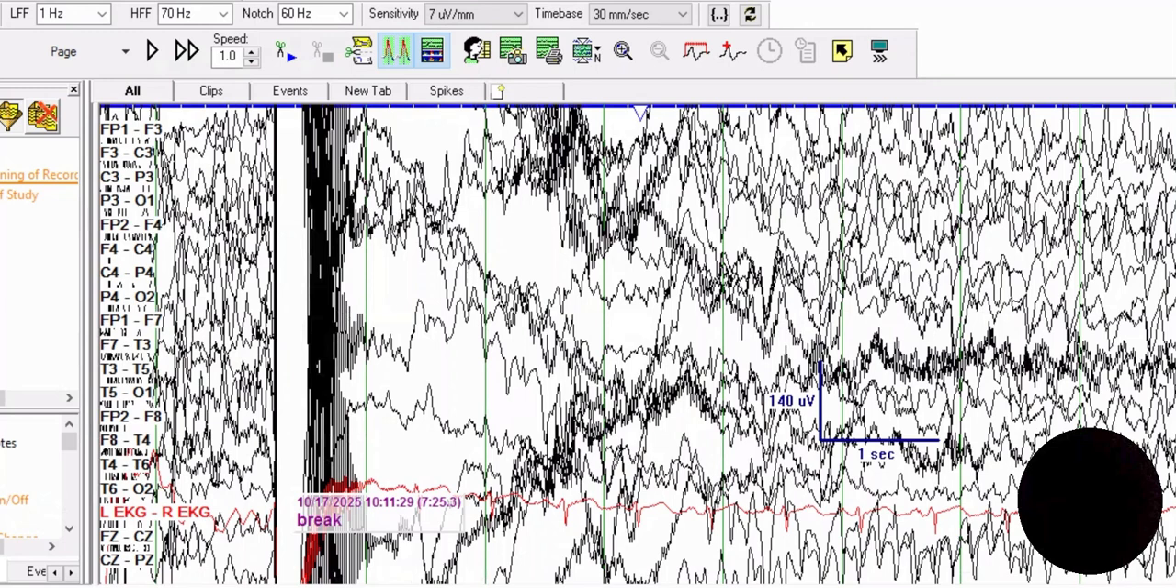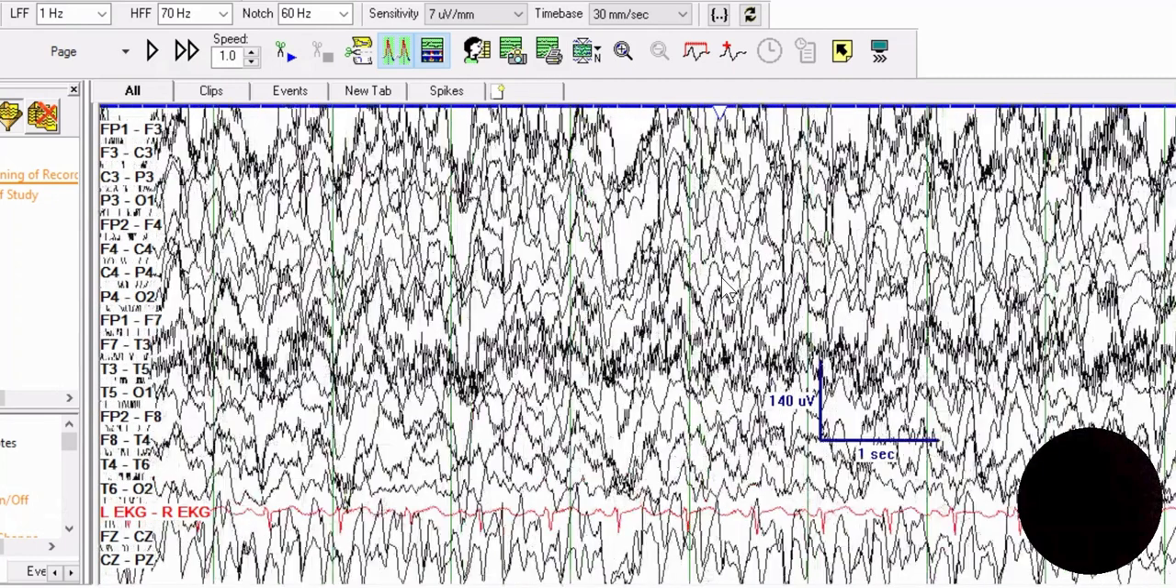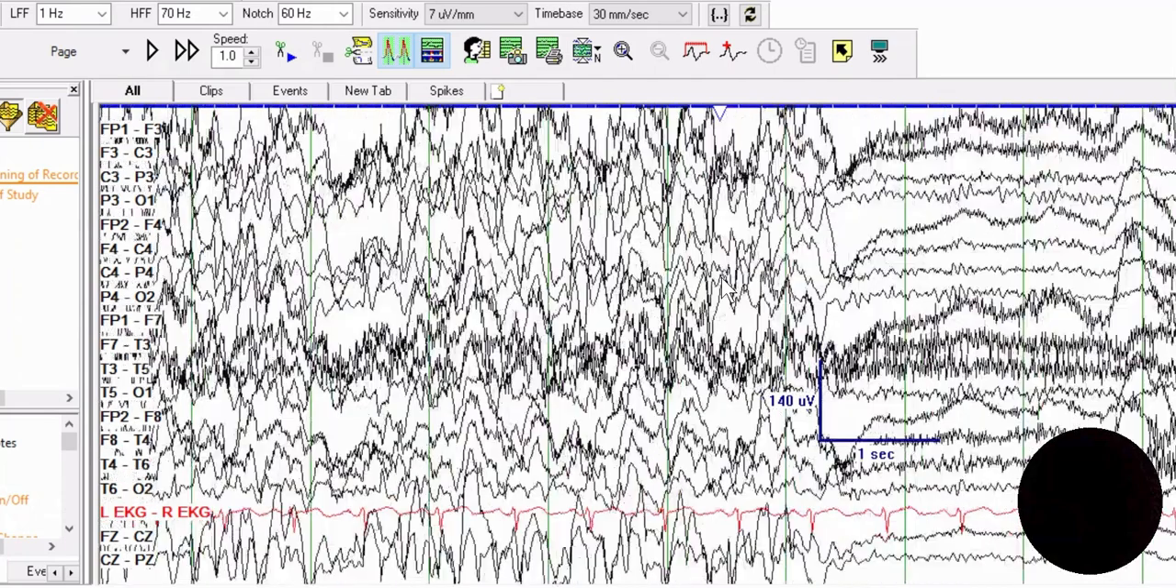Now, as you can see, we are recording at a low frequency filter of 1 hertz, high frequency filter of 70 hertz, and the gain here is 7 microvolts per millimeter. As we see this EEG, you can see that this is a pretty high amplitude, sharply contoured, slow activity. Each channel is overlapping the other channel because I've not adjusted the amplitudes yet. And then this is what keeps going on.